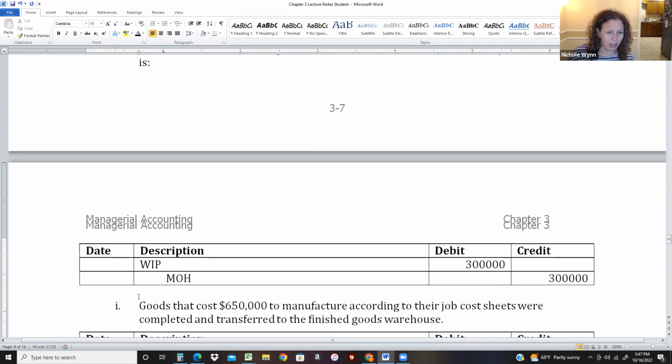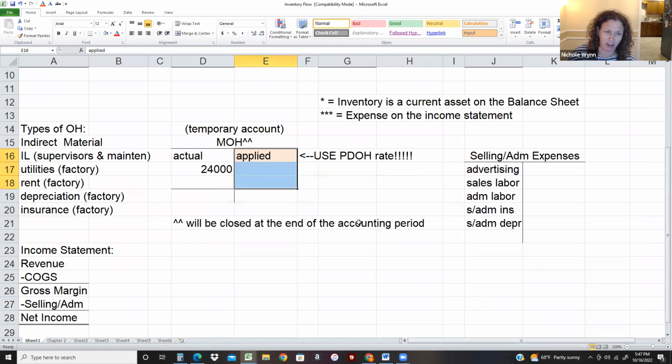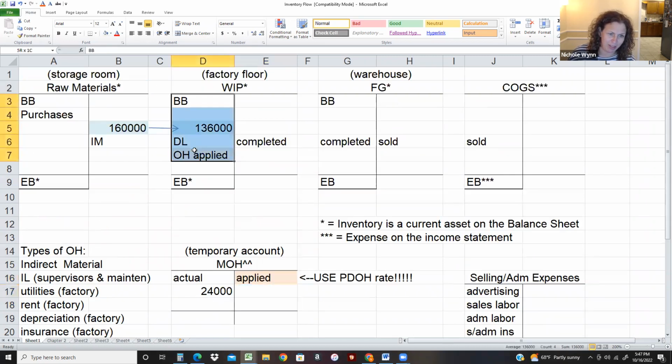Okay, all right, so that's how you apply overhead. Every time you apply overhead, you'll be debiting WIP and crediting MOH. The way I remember where it goes is I think about the T accounts. I think about the fact that applied is on the credit side here and the debit side here.